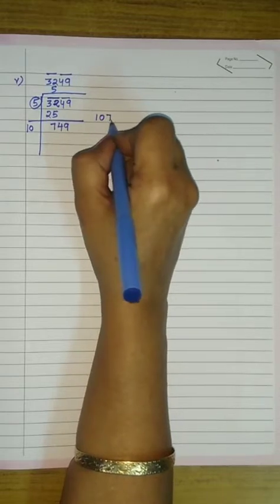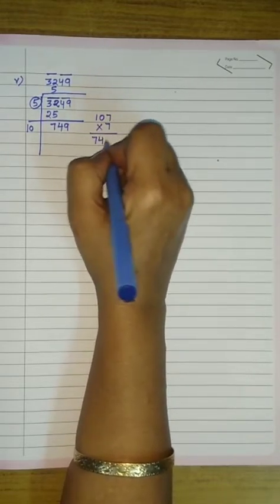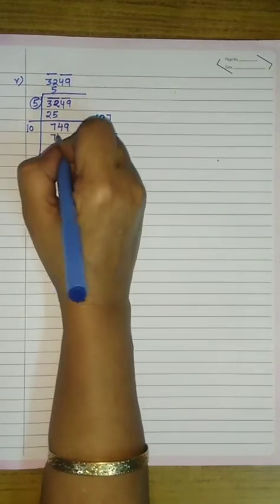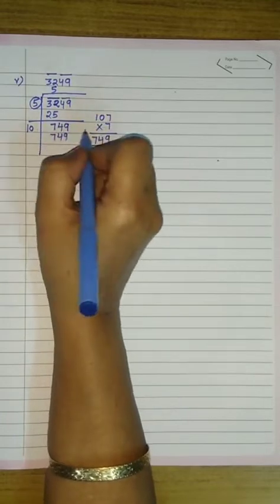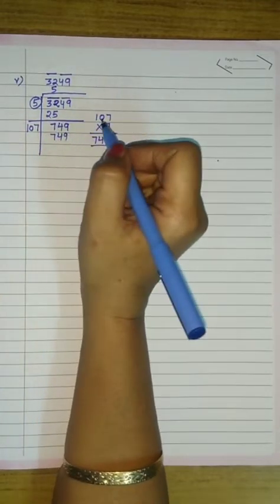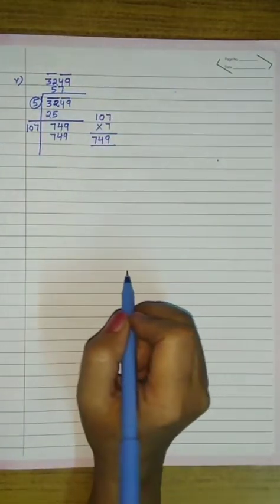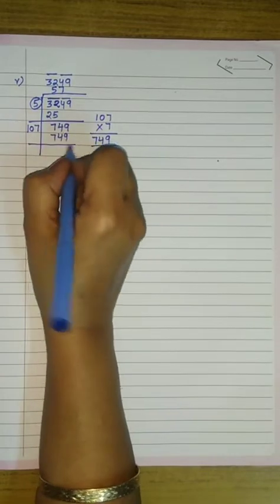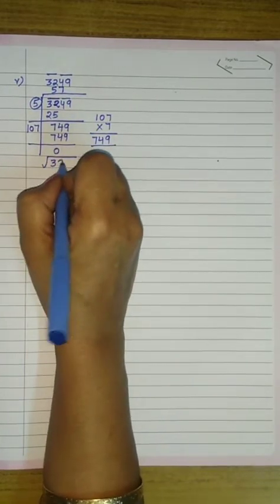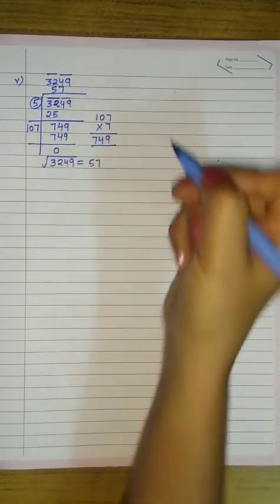So such a number is 7. So 107 into 7 will give us 749. Now we will write 7 after 10. So 107 will become our new divisor, and in the quotient also we will write 7. So now our remainder is 0. So the square root of 3249 is equal to 57.